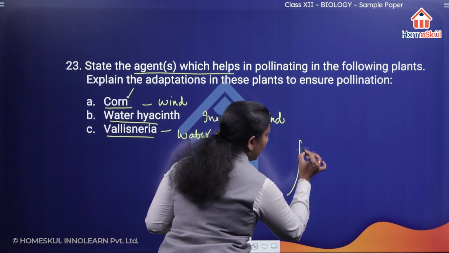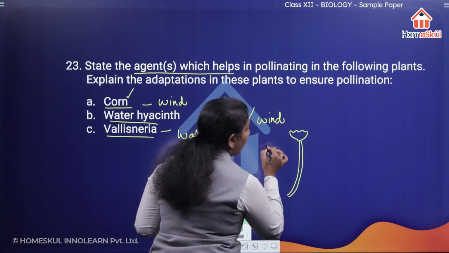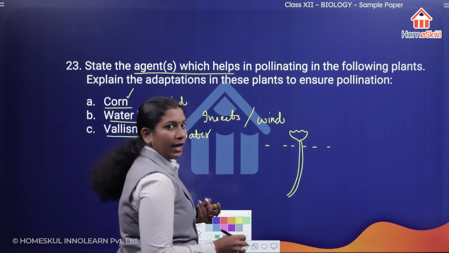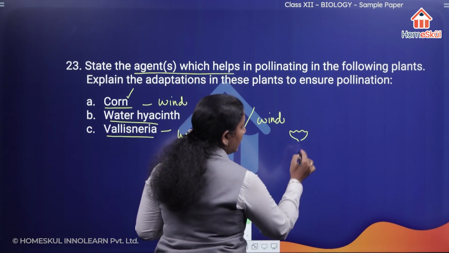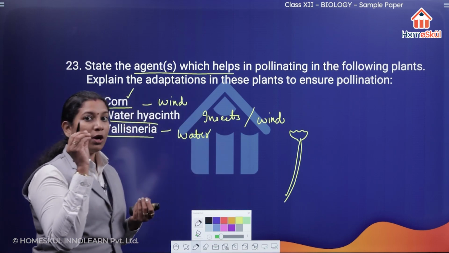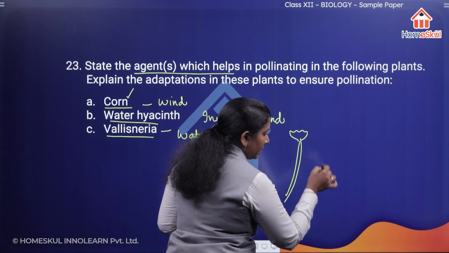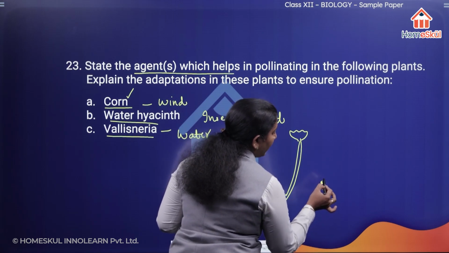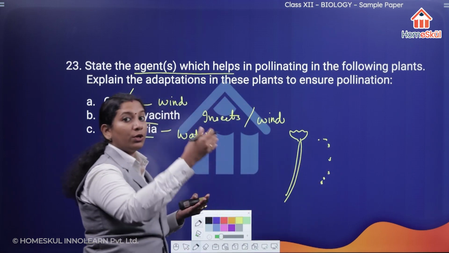The female flowers will be having long stalks, and the female flowers will be present above the level of the water, or they will be present on the water. The male flowers will be there, and the small male flowers, or the pollen grains from the male flowers, will be present in this water and they will be moving.